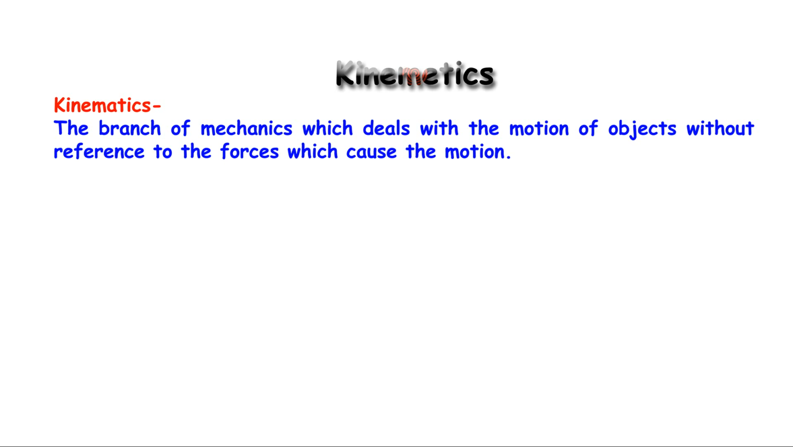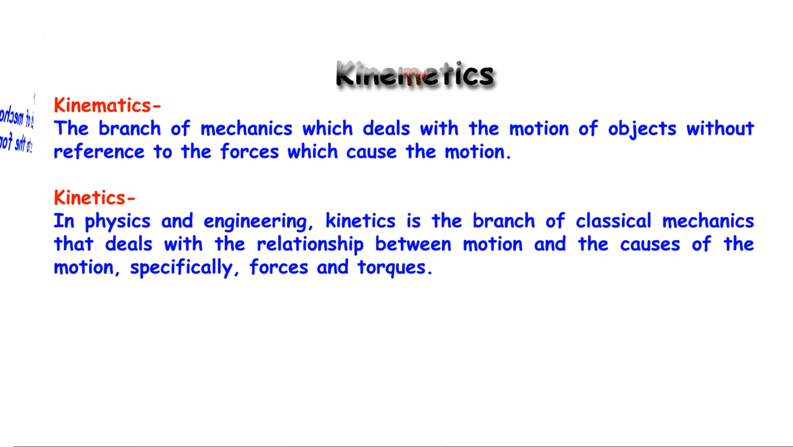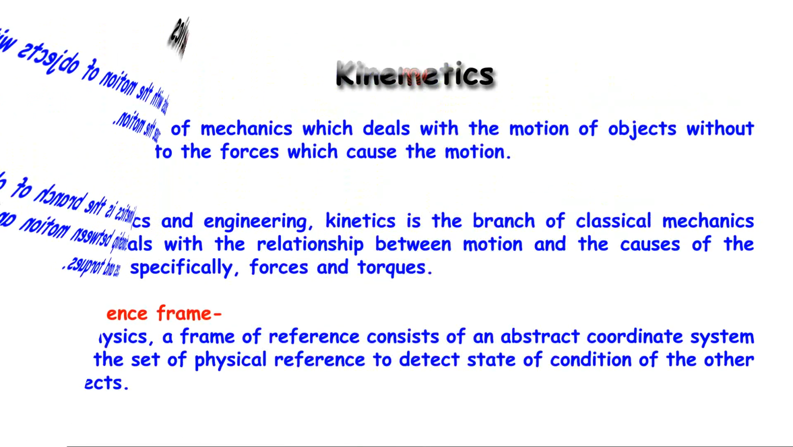So if we highlight kinematics, we will find that this is the branch of classical mechanics which deals with the motion of an object without considering the cause of the motion, that is the force or the torque applied on the object. But kinetics is the branch of physics or engineering that deals with classical mechanics, which has the relationship between the motion and the cause of the motion.